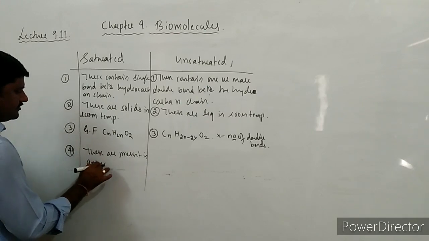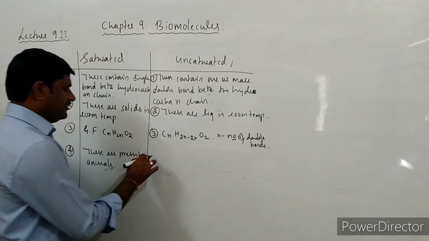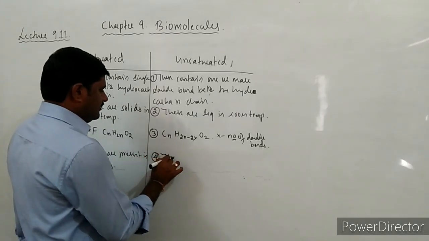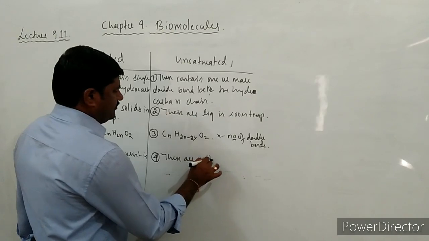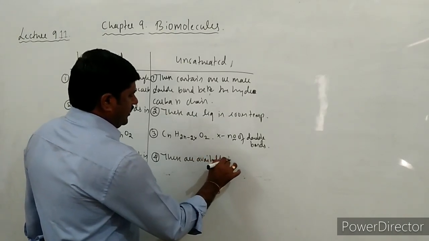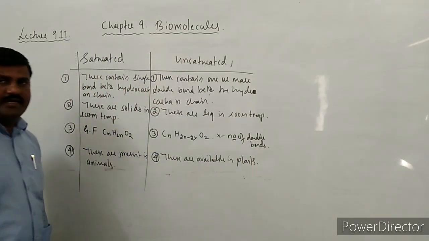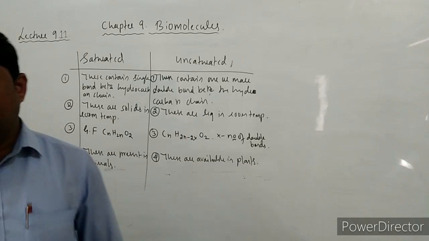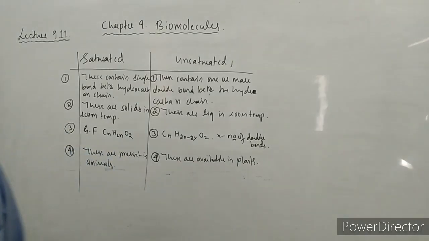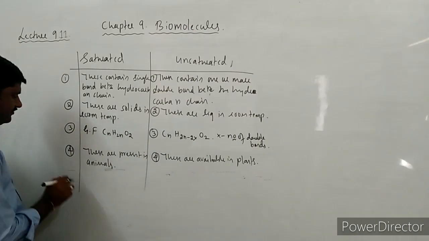And fourth, the saturated ones are present in animals, especially they are available in animals, and the unsaturated ones are available in plants. This is also one more major difference between saturated and unsaturated ones.